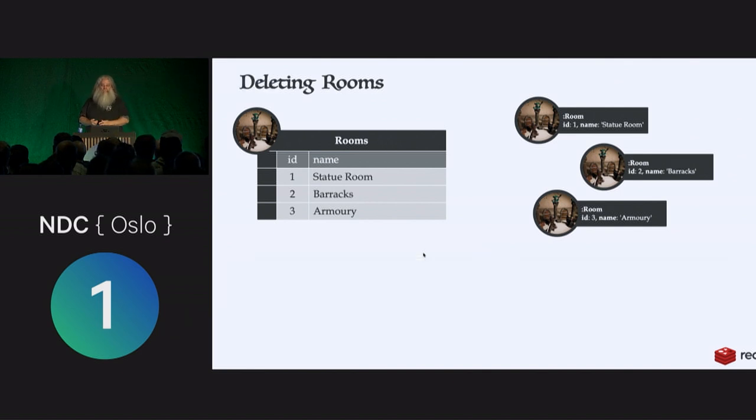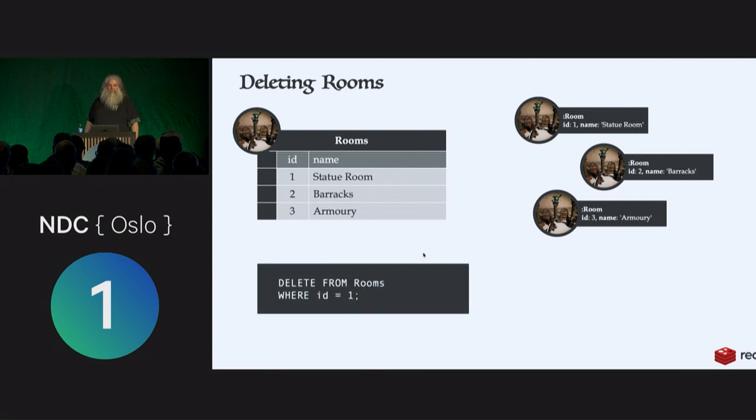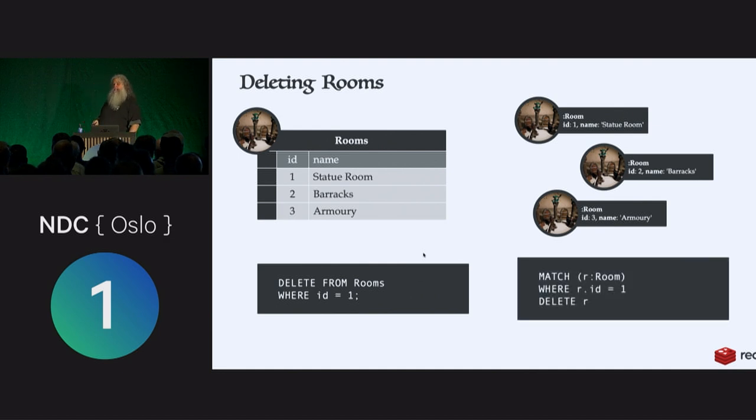And then to delete a room, deletion is my favorite command. We can delete from rooms where ID is equal to 1. We've all done this. Make sure you put that where ID equals 1 or you're going to have a bad day, and maybe be updating your resume. To do this in Cypher, it's the same again. It's match where, and then instead of returning or setting properties, we just delete the node. And if there are any relationships, those relationships go away with it.